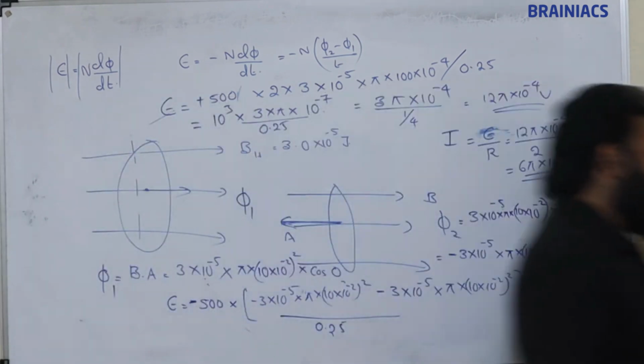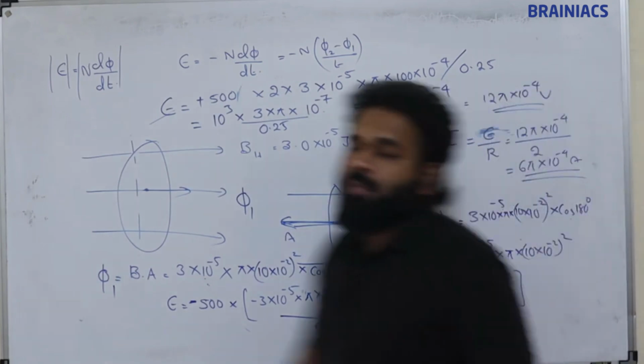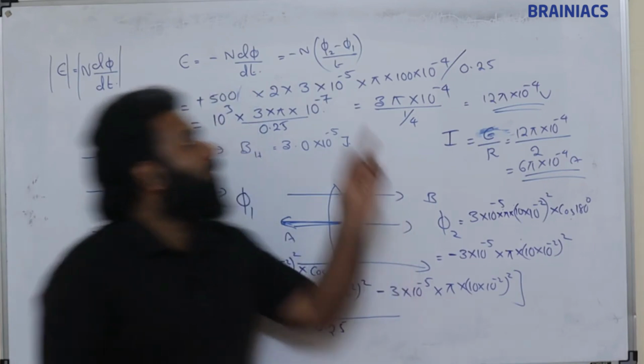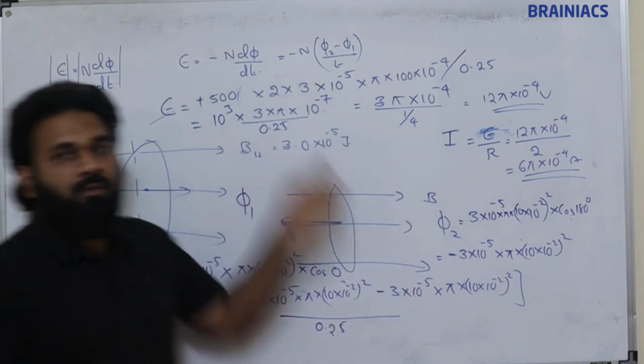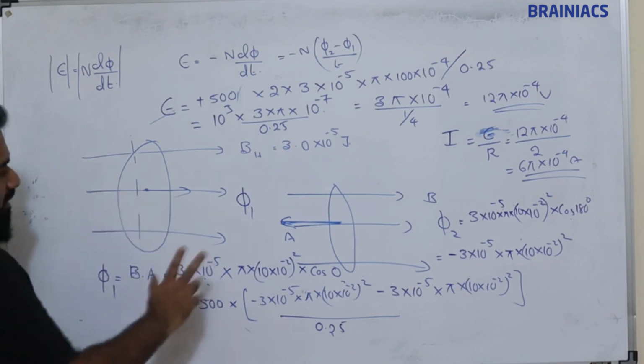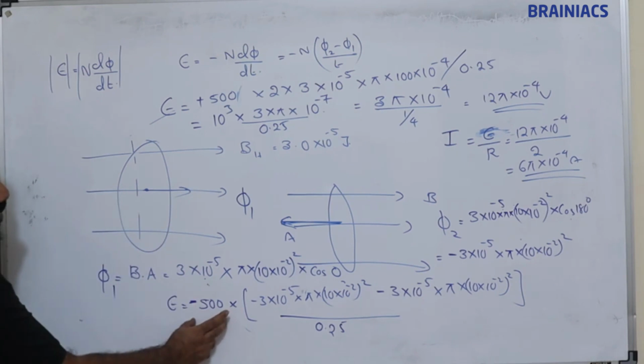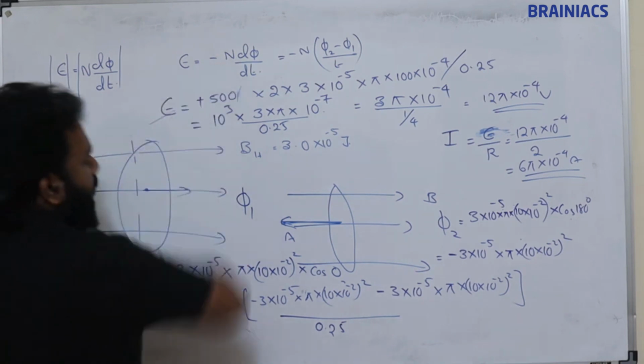Noted? Done? Right. Now I told you we will put a negative sign here and we will see the answer. So as we discussed, I put a negative sign here. E is equal to minus, we put here according to this formula.